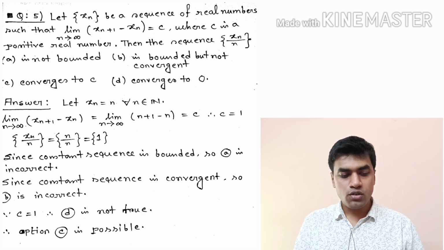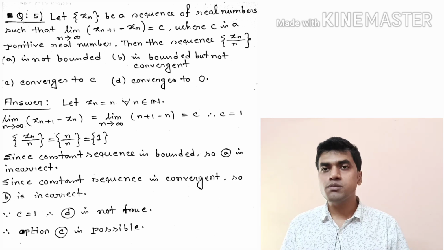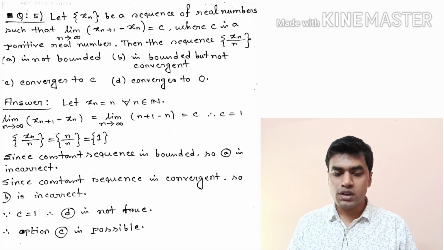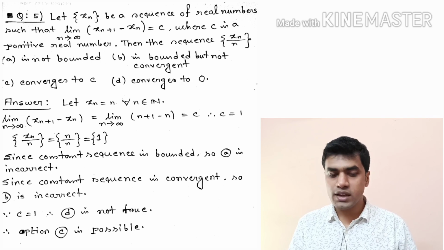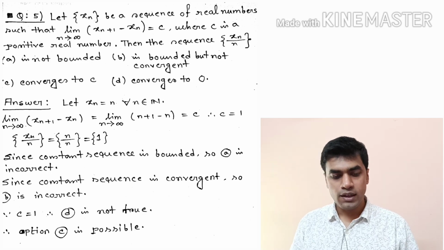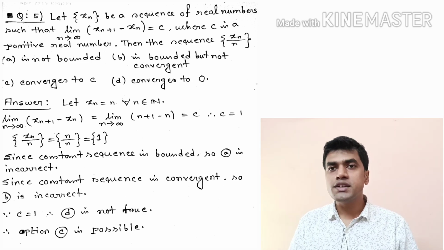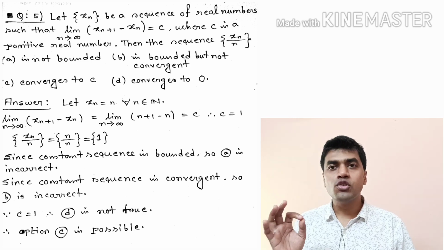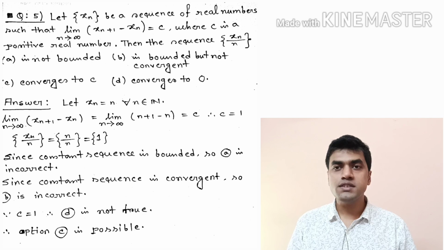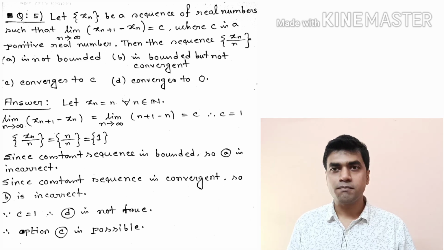Therefore option A, that is not bounded, is incorrect, as well as converges to 0, and B, that is bounded but not convergent, is also incorrect. So A, B, D are discarded. Therefore the only correct option is C, that is converges to c.